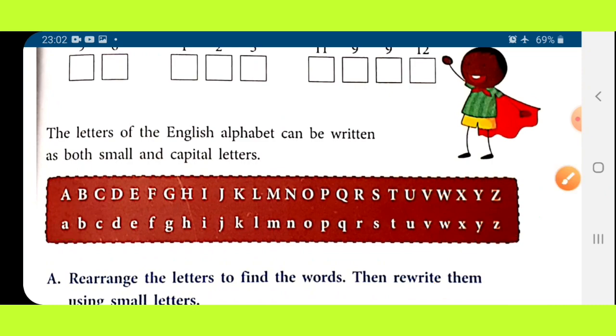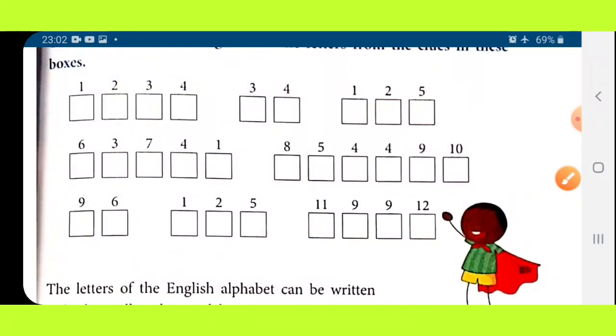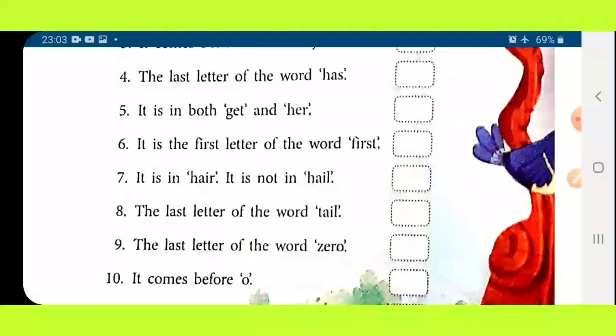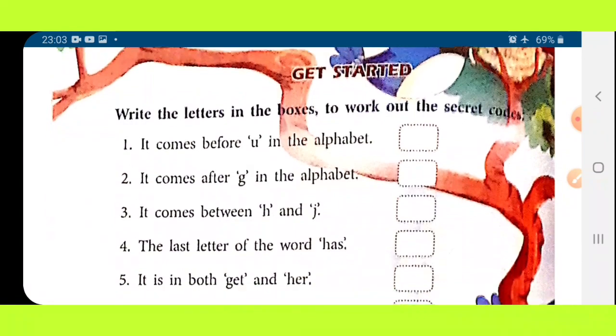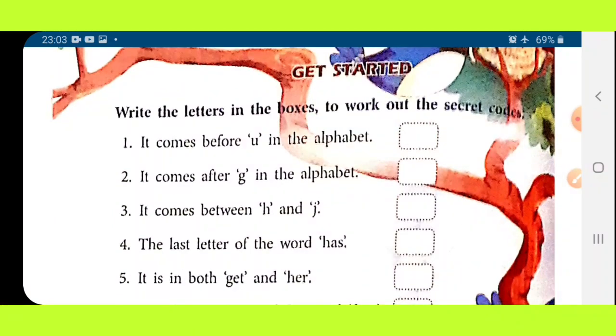So now let's play a game. That is your first exercise in your book. So listen carefully and give me the answers. Okay? So the first question is, it comes before U in the alphabet. Okay students, just tell me what comes before U.